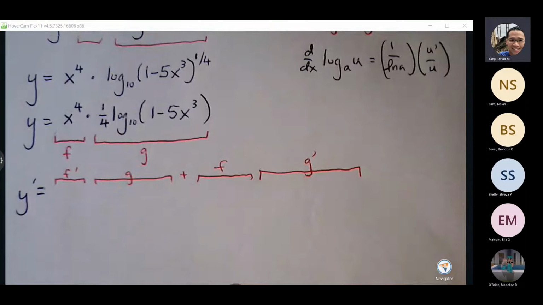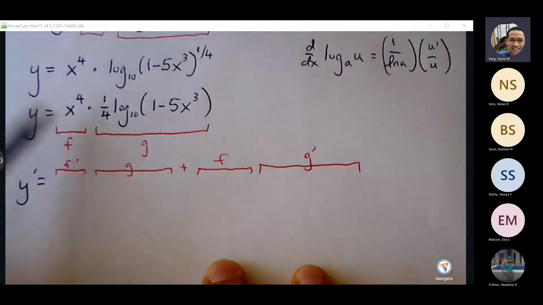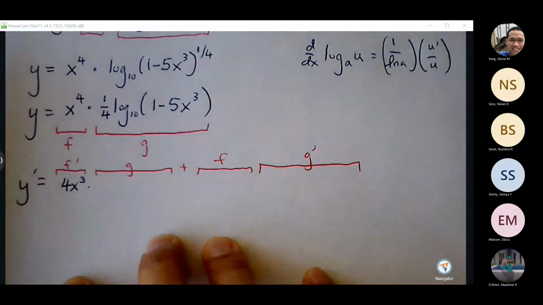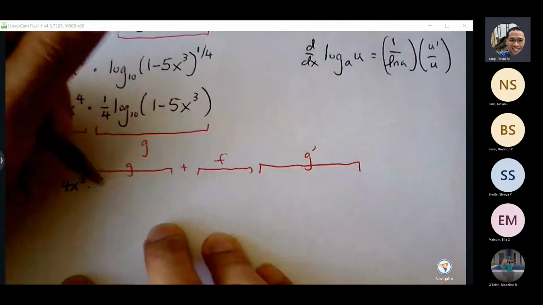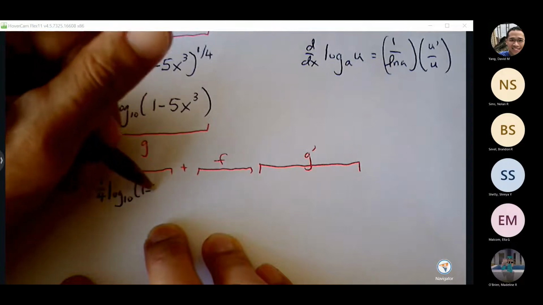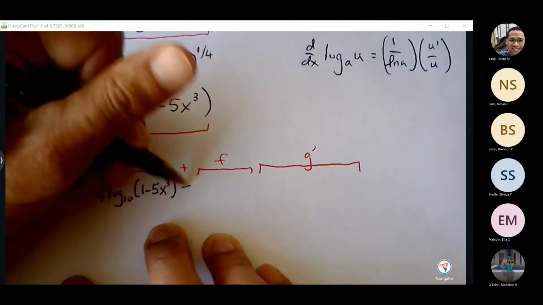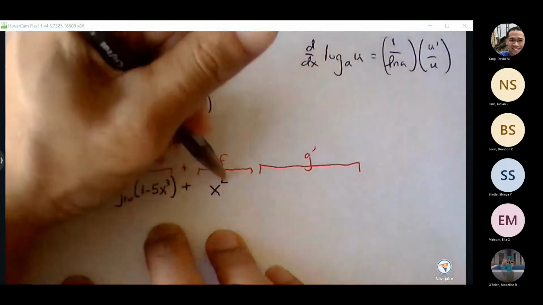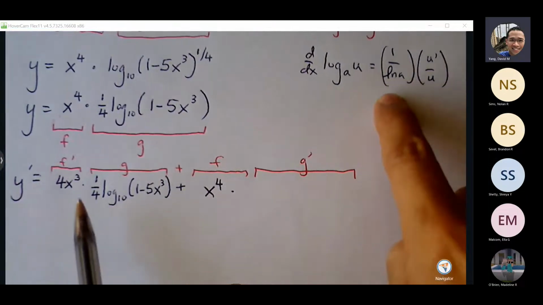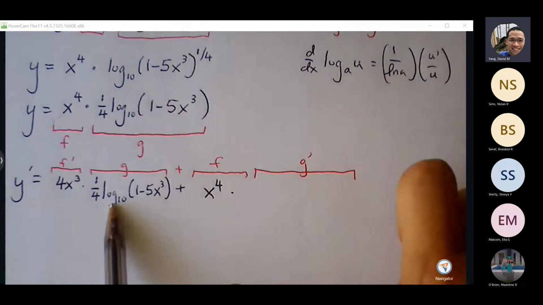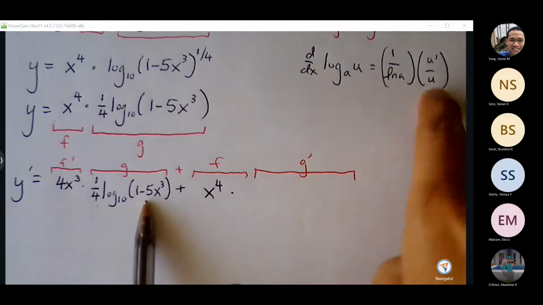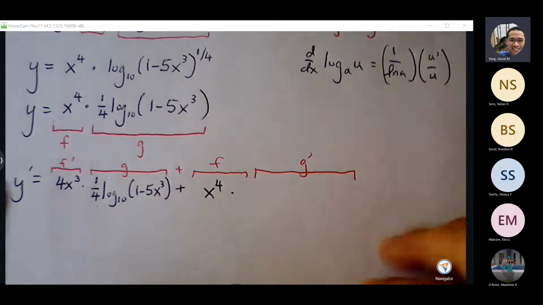Okay, so f prime is just going to be a pretty straightforward power rule here: x to the fourth times 4x cubed. We keep that g function the same. Back to f. And then g prime. Okay, so we're going to apply this rule here, log base a of u. The 1/4 is just going to hang out in front. Log base 10, that's log base a. It's going to turn into 1 over natural log of 10. And then u prime over u is for my parentheses here.